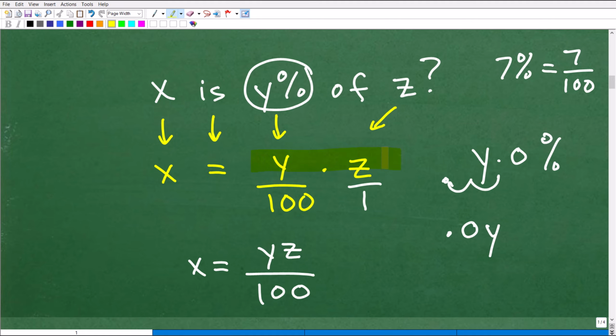So how do I do that? We just multiply the numerators. So yz over 100 times 1, which is 100. So x is equal to yz over 100. This is the answer. Okay, if you put zy, that's perfectly fine, but this is the answer.